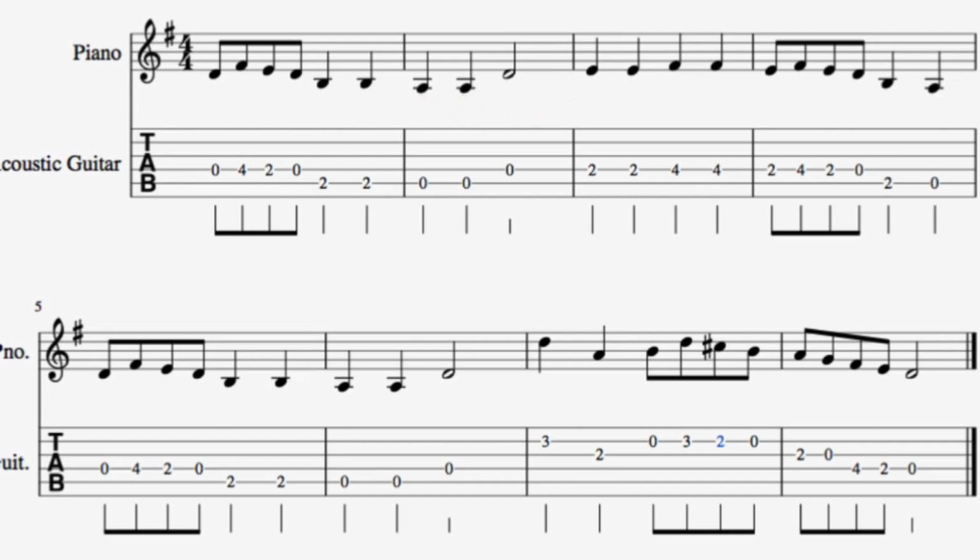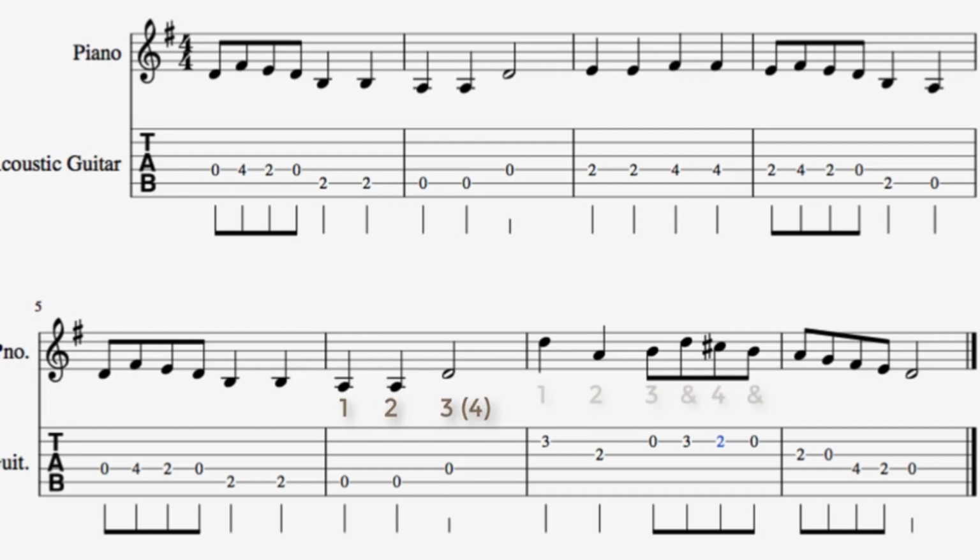Next measure, 1, 2, 3, 4. Fourth measure, last measure on the top line, 1 and 2 and 3, 4. Go to the second line, 1 and 2 and 3, 4. Next measure, 1, 2, 3, 4.